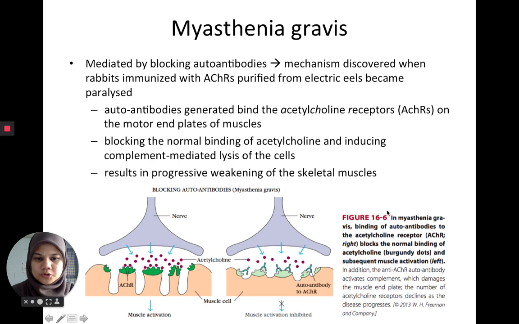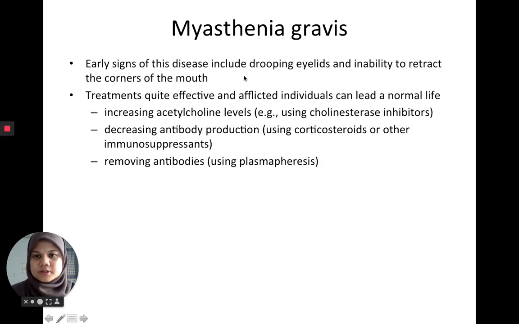So this is also autoantibody mediated. Some early signs of the disease are drooping eyelids and inability to retract the corners of the mouth. But there are good treatments for this, so people can lead a normal life even if they have myasthenia gravis.